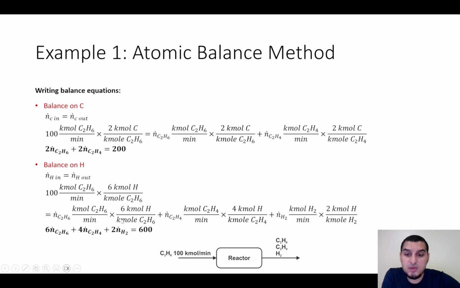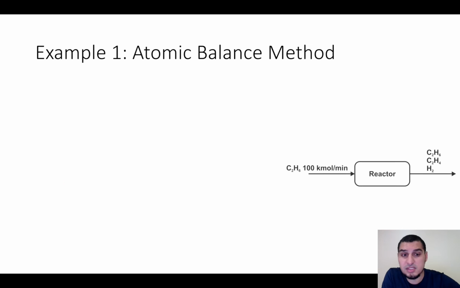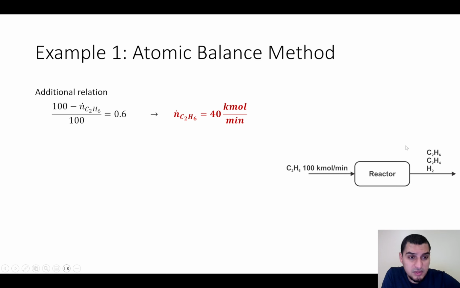So now we have 2 equations and 3 unknowns, and we need one more equation to find the unknown variables. And this equation is the additional relation, which is the conversion. The conversion is the number of moles in the feed minus the number of moles in the product, over the number of moles in the feed, which is something we mentioned before. And this is equal to 0.6. So the number of moles of C2H6 in the product is going to be 40 kilomoles per minute.